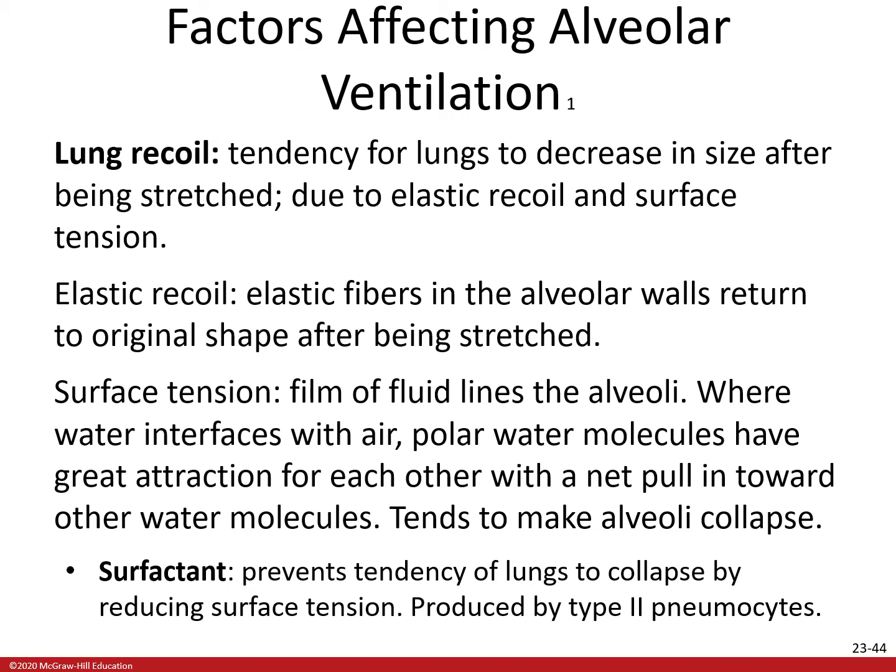And as I promised before, we were going to talk about surfactant again. Remember that surfactant is going to be a secretion. What it does is it prevents the tendency of lungs to collapse by reducing surface tension, and it is produced by type 2 pneumocytes, which we talked about before.